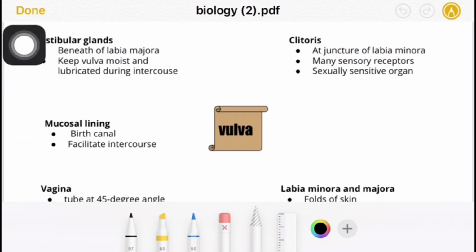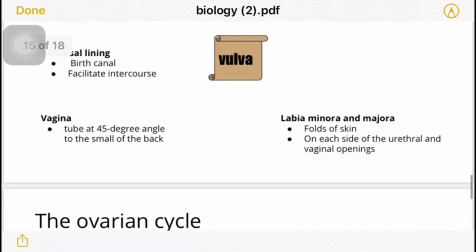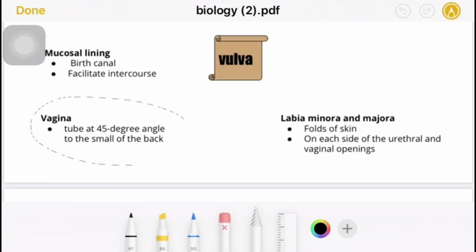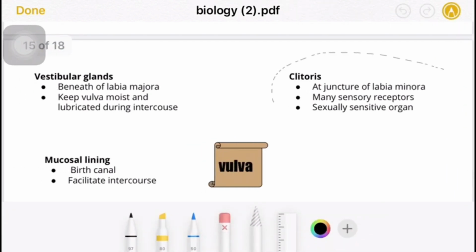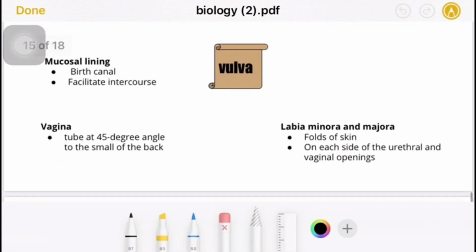The second one is the mucosal lining. The mucosal lining acts as a birth canal and facilitates intercourse. And the next one is the vagina. The vagina is a tube at a 45-degree angle to the small of the back. And next is the clitoris. The clitoris is at the juncture of the labia minora, meaning at the top of the labia minora, and it consists of many sensory receptors, and it is called a sexually sensitive organ. And the last one is the labia minora and majora. Like I said before, they are folds of skin on each side of the urethral and vaginal opening.